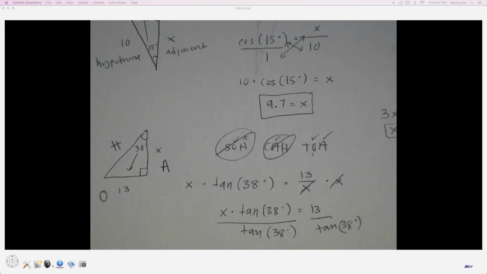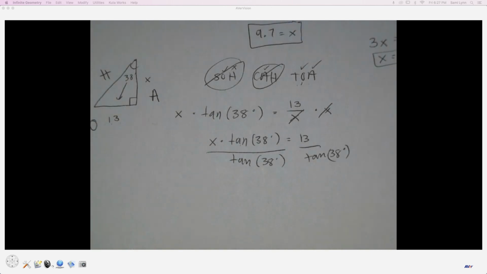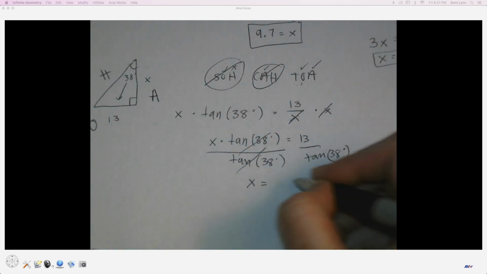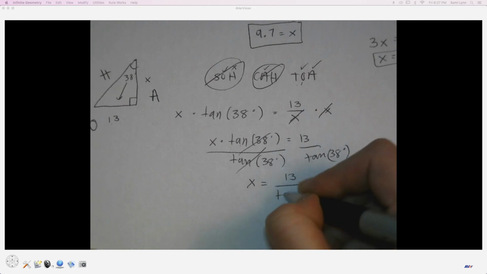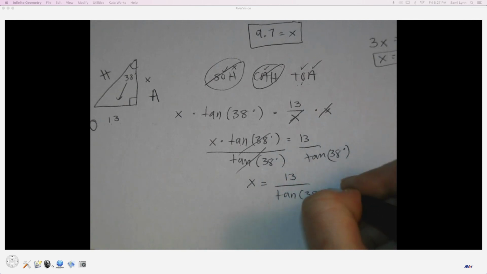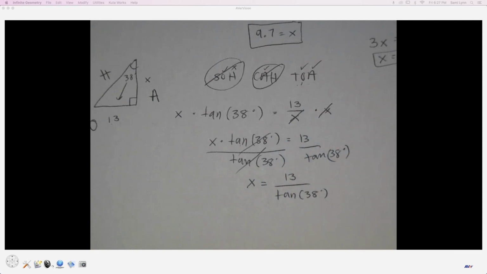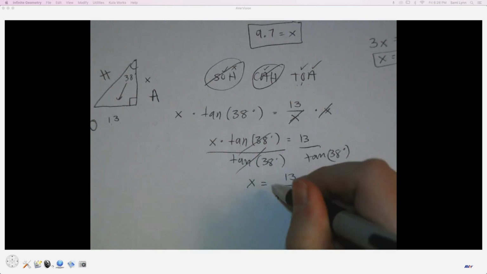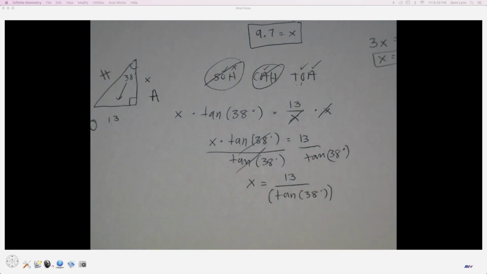All right, scooting the paper up. Let's finish this one off. These are going to cancel out, and I'm left with x all by itself, which is perfect. And then I have x equals 13 over tangent of 38 degrees. Well, that's pretty cool. I can type that into my calculator. Just don't forget these parentheses. Sometimes I even like to put parentheses around the entire denominator, just out of habit. And I get x equals about 16.6.